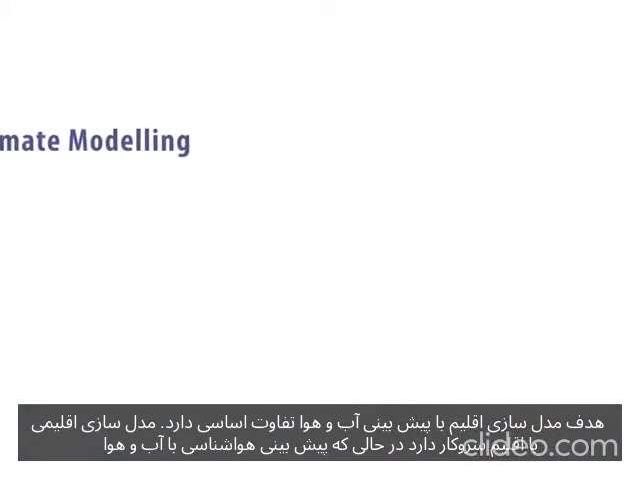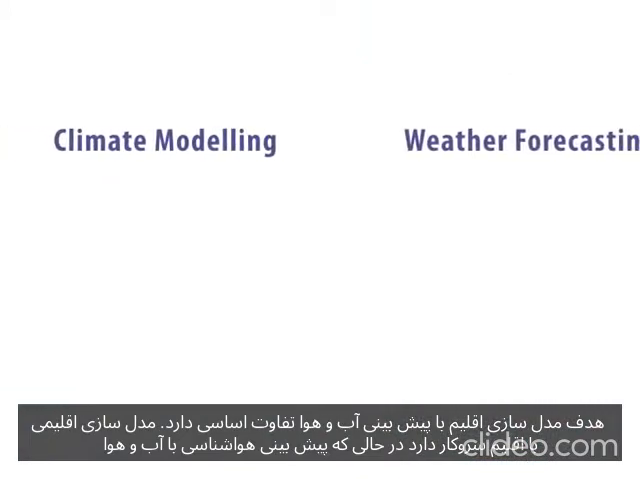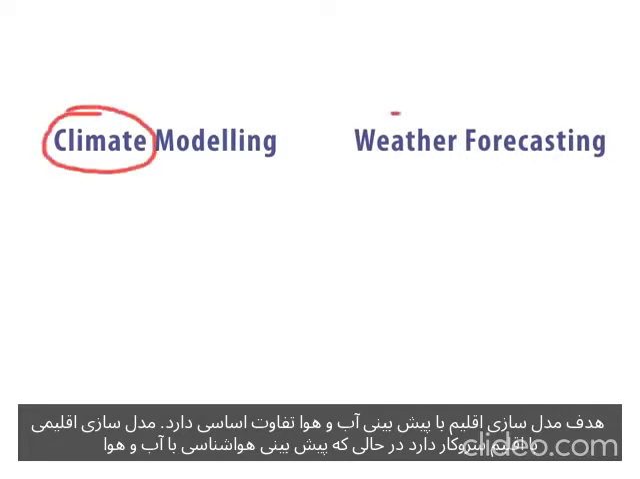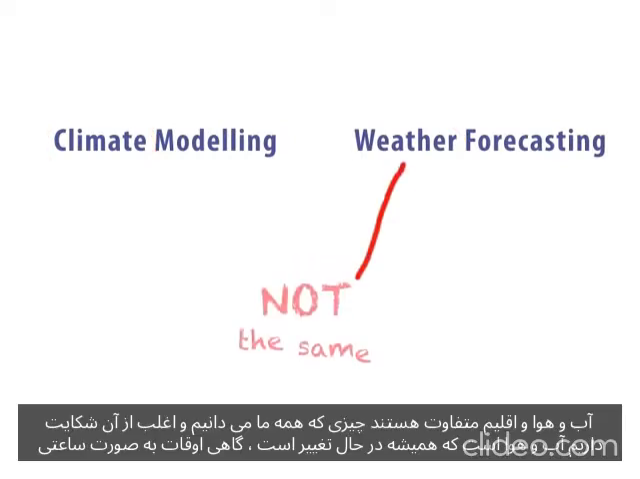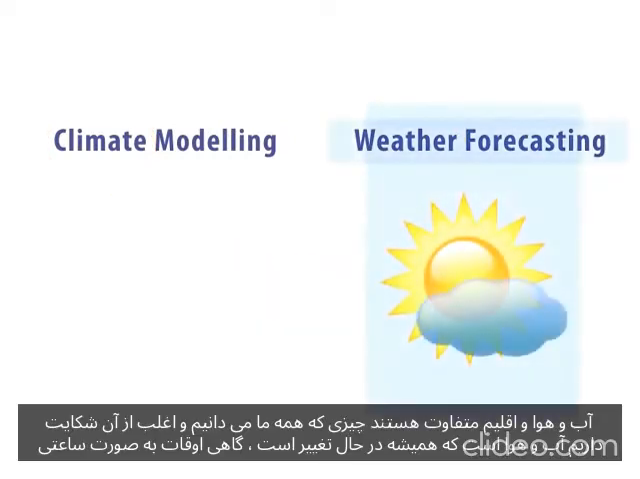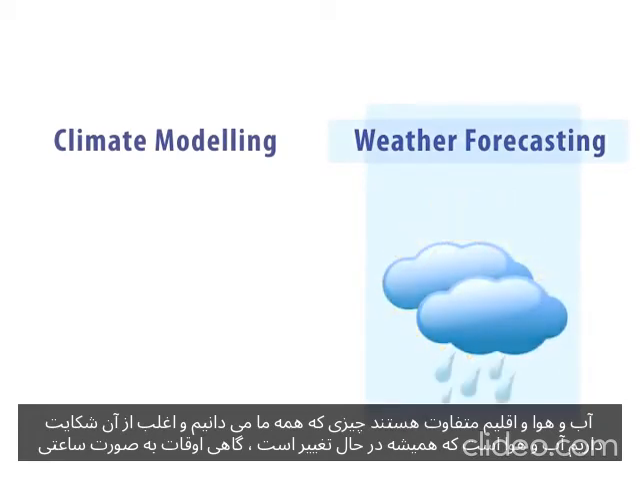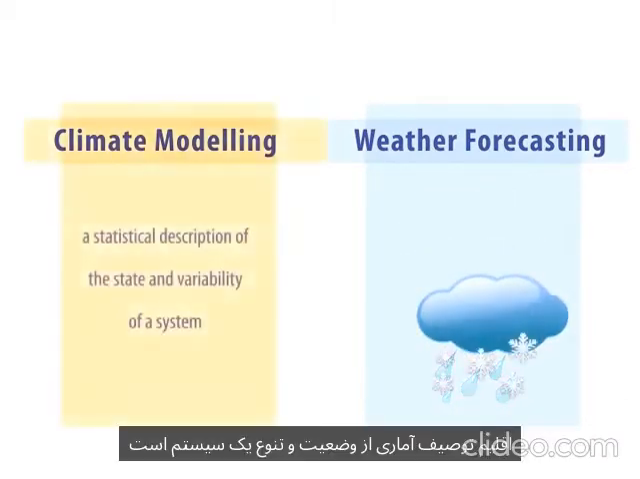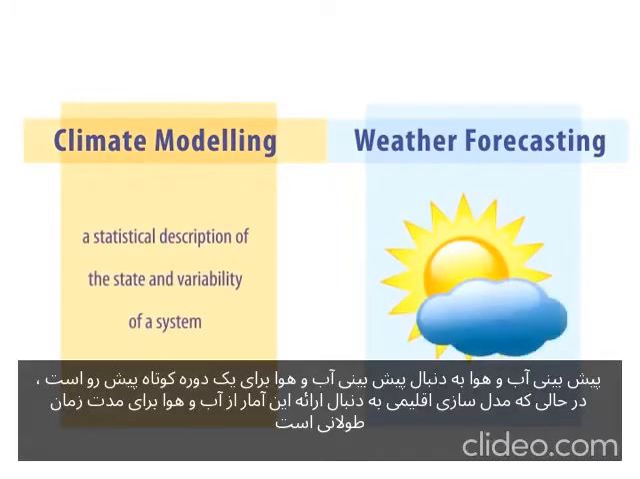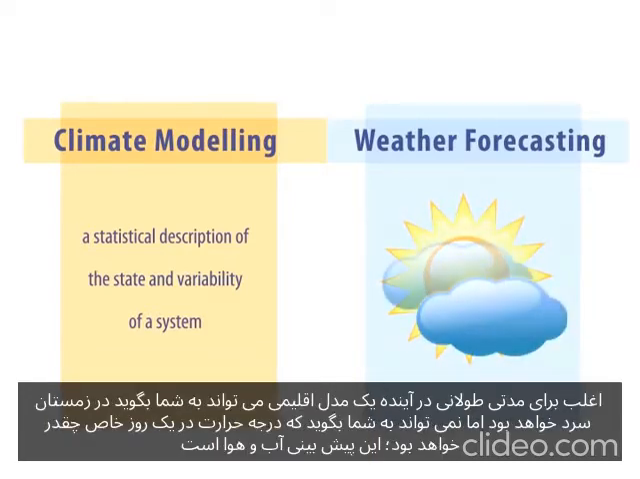The objective of climate modeling is fundamentally different from that of weather forecasting. Climate modeling deals with climate, while weather forecasting deals with weather. Weather and climate are different. What we all know and often complain about is that weather is always changing, sometimes on an hourly basis. Climate is a statistical description of the state and variability of a system. Weather forecasting seeks to forecast the weather for a short period ahead, while climate modeling seeks to project the statistics of weather for long periods of time, often for periods long in the future.